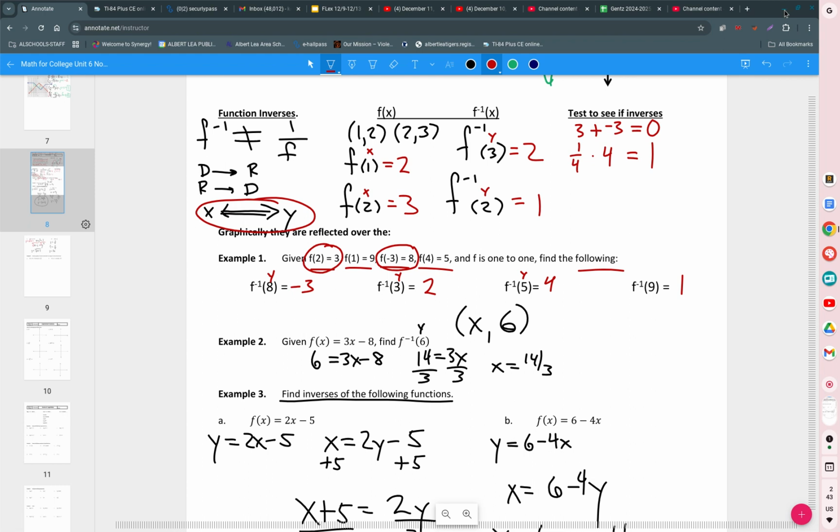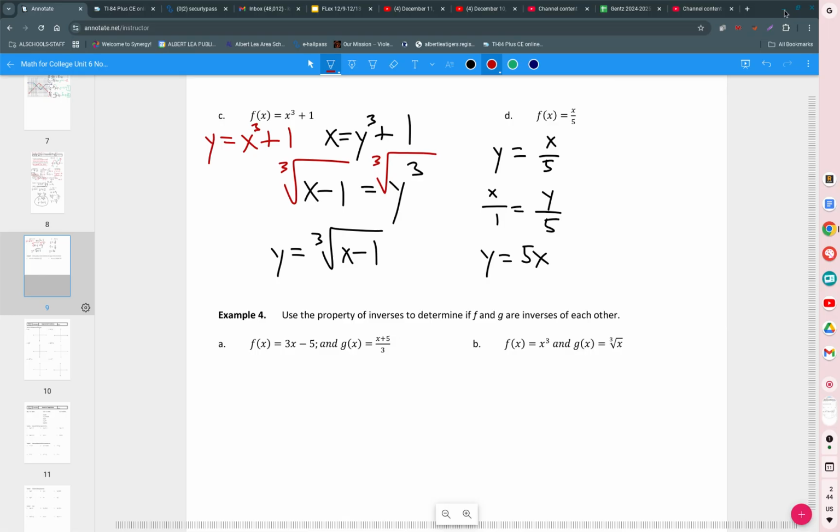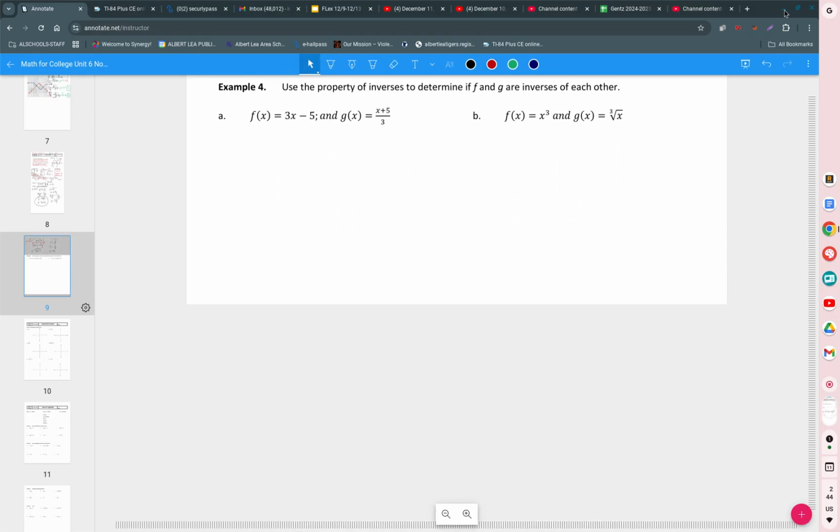Well, when it comes to inverses, it turns out that the way you test to see if they're inverses is you compose them together, like we did yesterday. F of g of x should produce x. So it doesn't produce 0, it doesn't produce 1, it produces x. And you have to compose it both ways. F of g of x is x, and g of f of x is equal to x. So let's compose these and see if we get x.